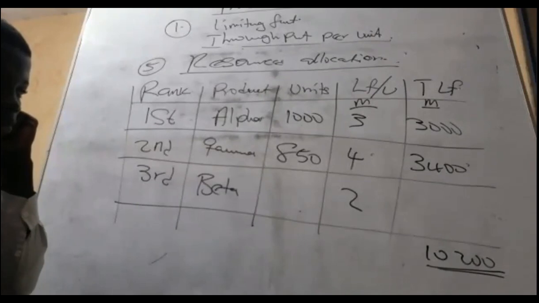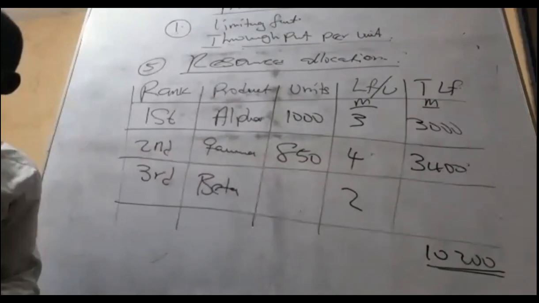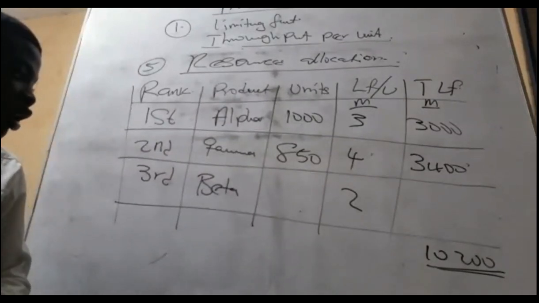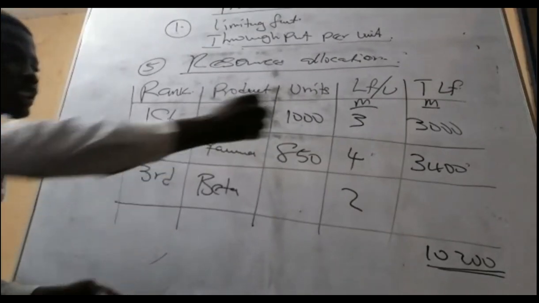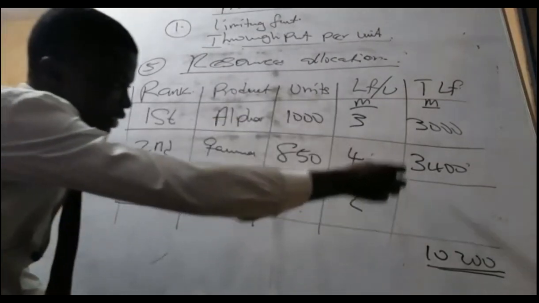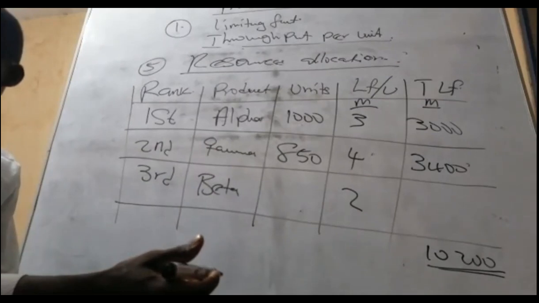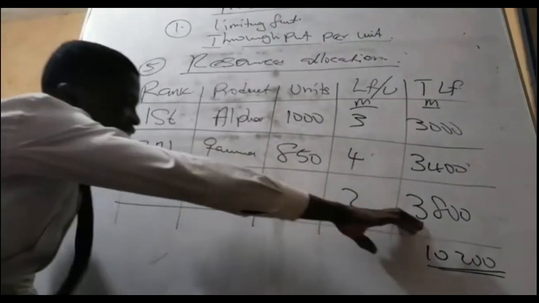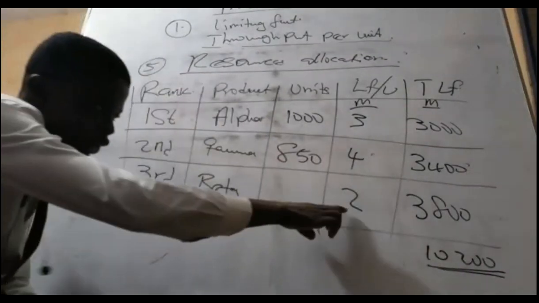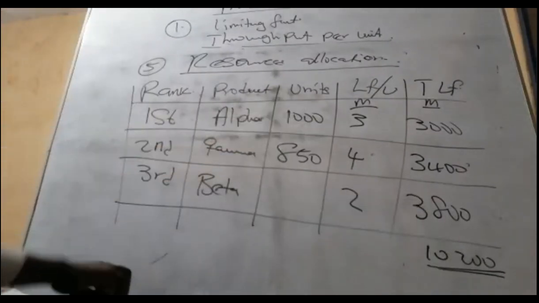So the remaining minutes will not be enough to produce all of beta. So you have to produce part and leave the other. For the last one, don't worry yourself. Just find the difference. So 6,400 from 10,200 will give us 3,800. So the question is, if we have 3,800 minutes available, and each unit needs 2 minutes, how many units can this total produce?